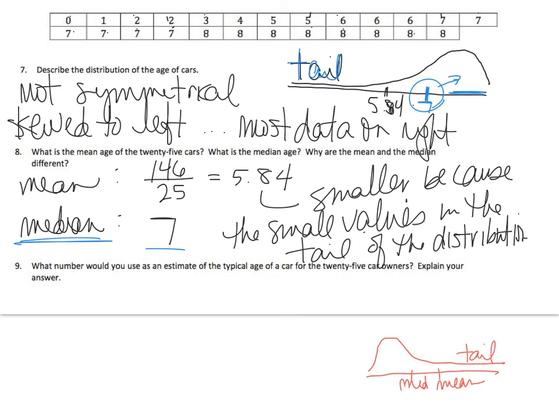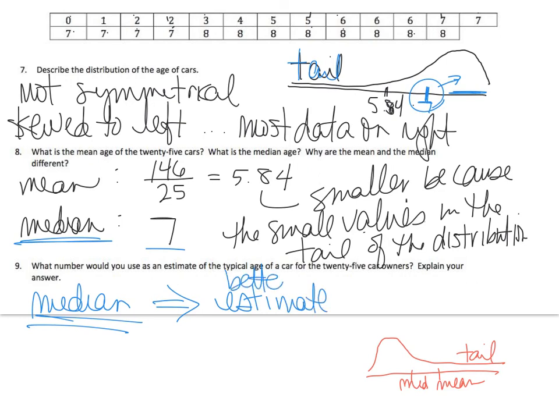What number would you use as an estimate of the typical age of car for the 25 car owners? I would definitely use the median. Okay, when data is skewed, the median is a better estimate. When your data is symmetrical, your mean and your median should be very close to each other, and that would be your estimate that you would use.